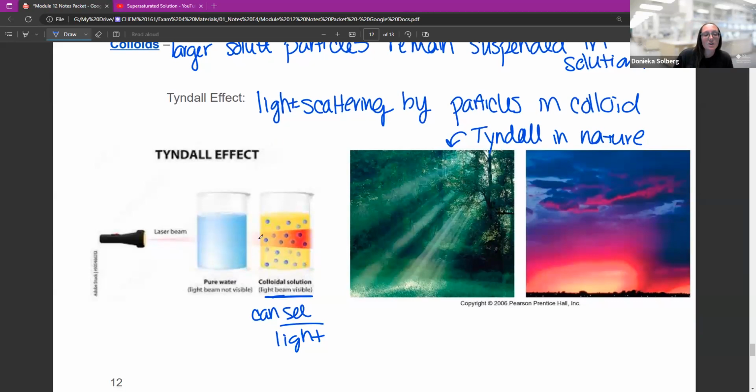So if you're shining a light through pure water, you don't actually see the light in the solution. But if you're shining a light through a colloid that has particles suspended, you can actually see the light and what it looks like. We actually see these light rays, okay? So colloids are things that can do that.